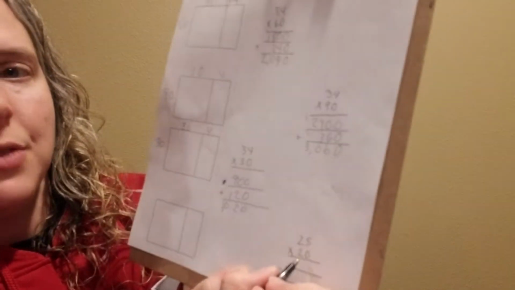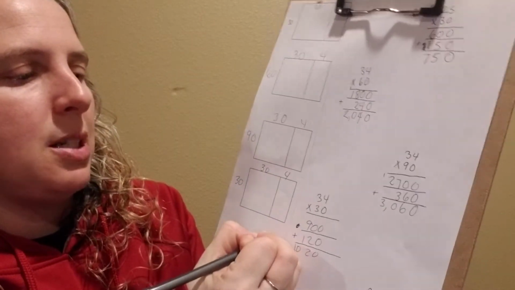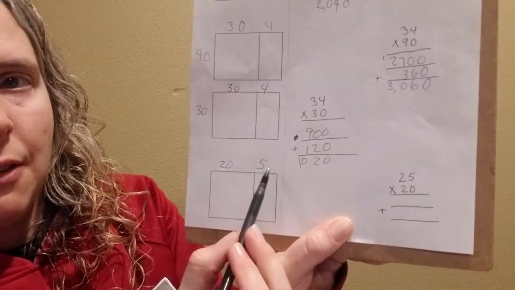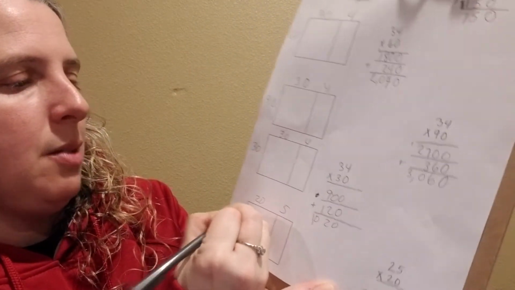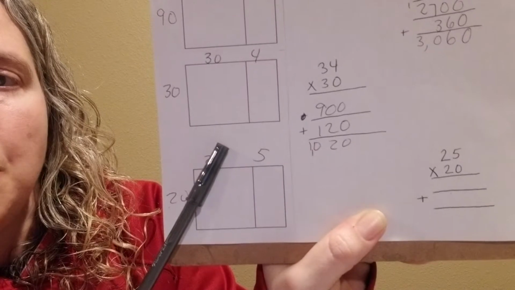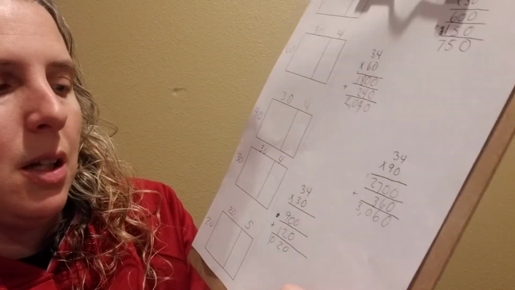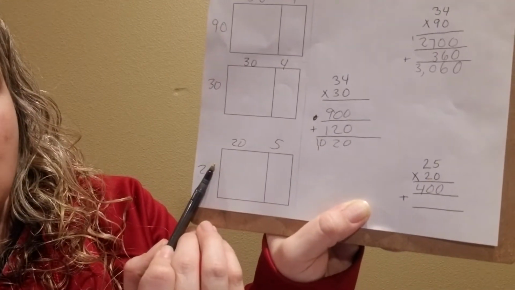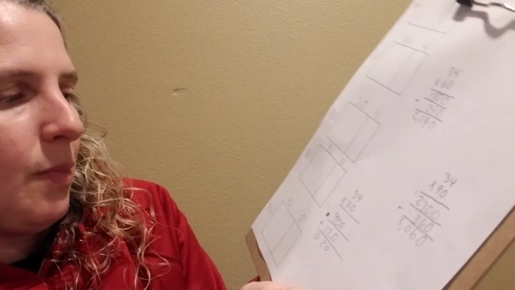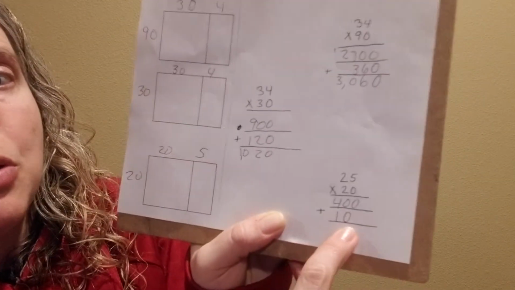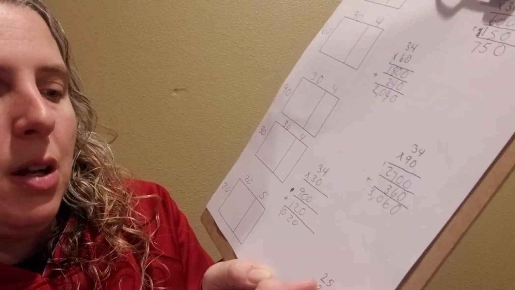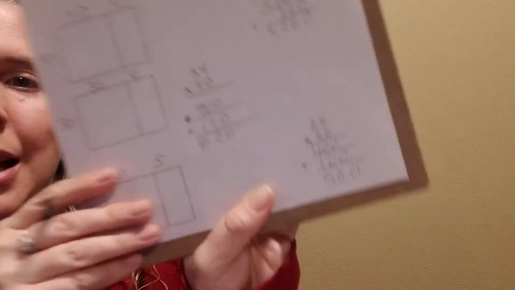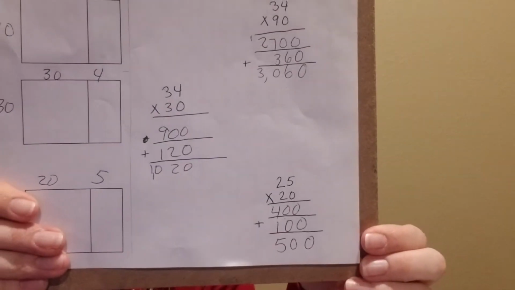Okay, 25 times 20, we're going to break it up. So it's 20 plus 5, 25 times 20. 20 times 20, cover up those zeros. 2 times 2 is 4 with 2 zeros. 20 times 5, cover up that 0. 2 times 5 is 10. I already had a 0, but you still have to add the 0 you covered up. So 400 plus 100 is 500.